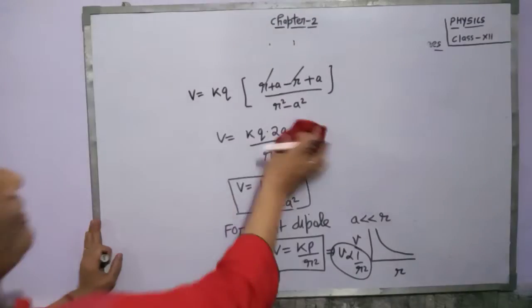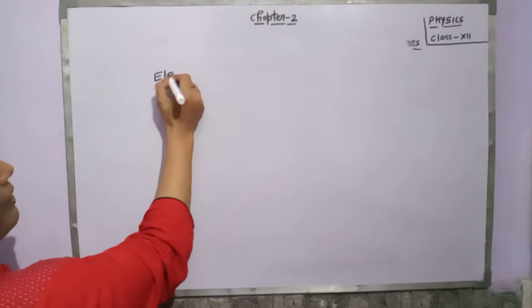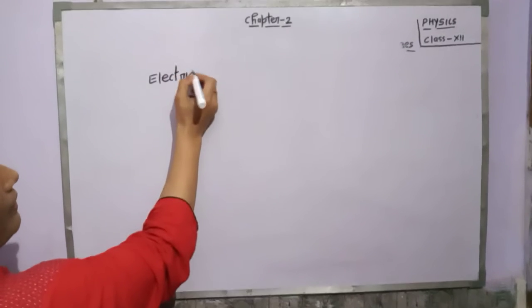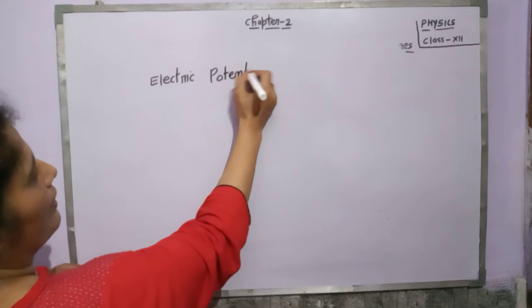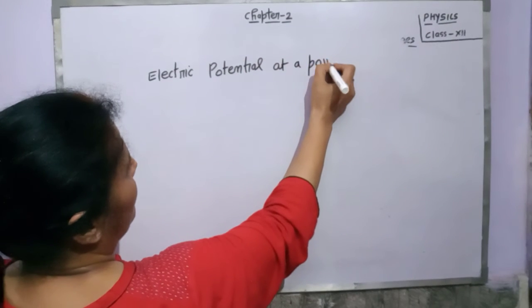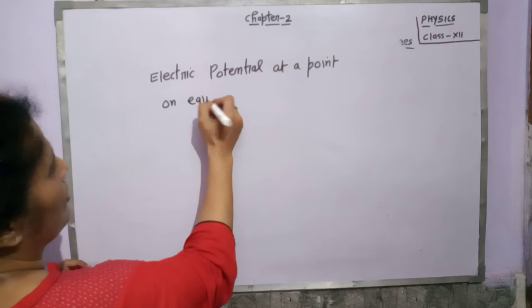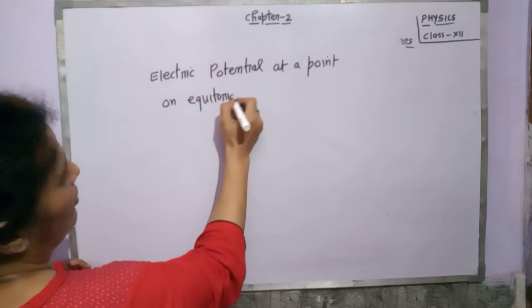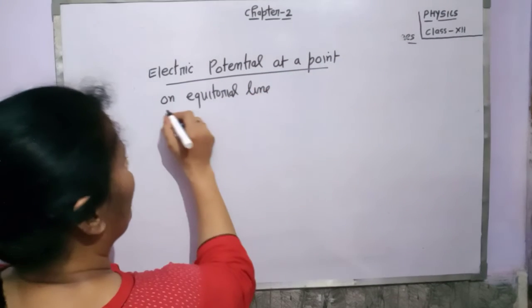Now the next topic is electric potential at a point on the equatorial line. Electric potential at a point on which line? On the equatorial line. What do you mean by equatorial line?